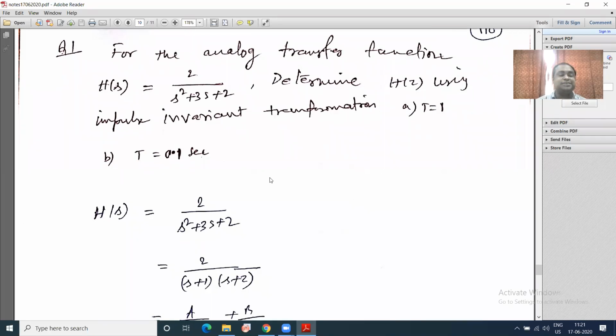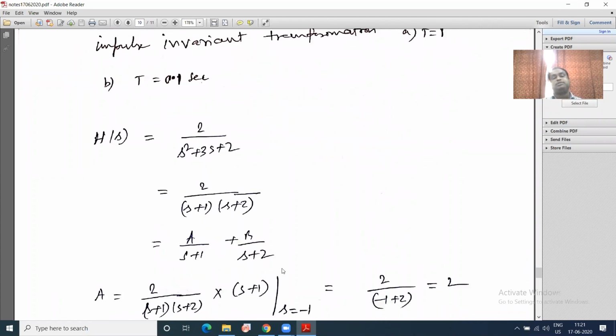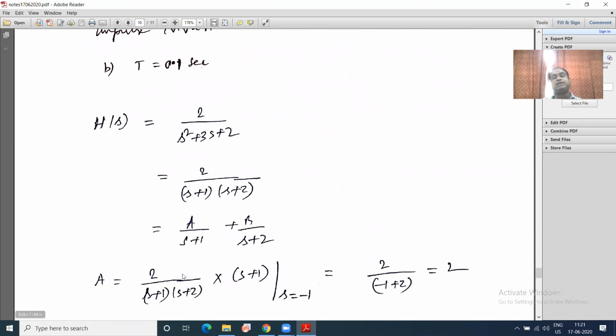Very good. Now H(s). What is given for H(s)? This. So how can we write H(s)? I can write H(s) equal to 2 by (s plus 1)(s plus 2), which is A by s plus 1 plus B by s plus 2. Then A equals H(s) multiplied by (s plus 1), which is equal to 2.